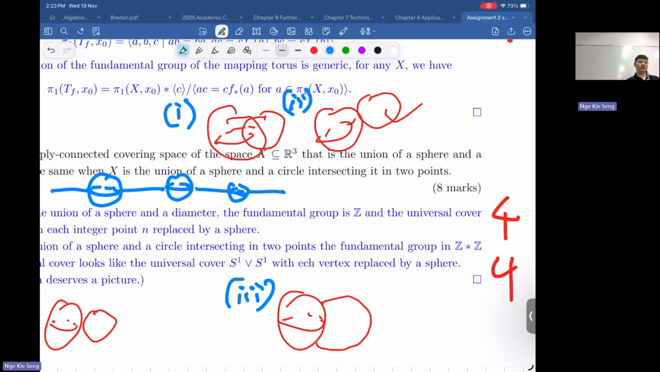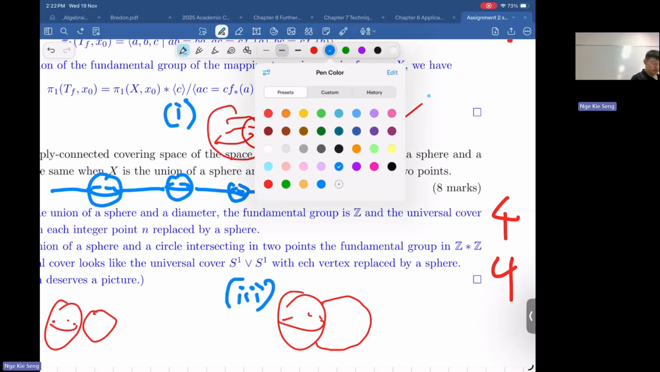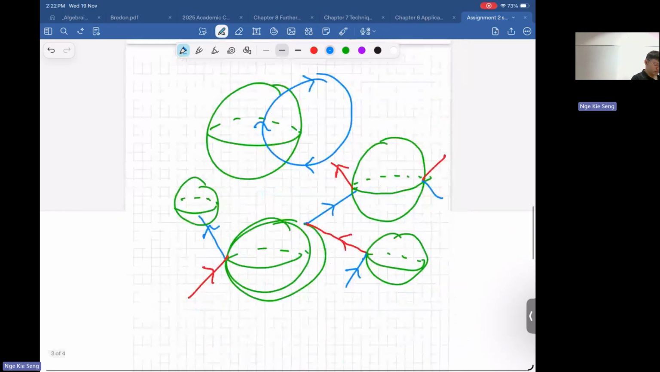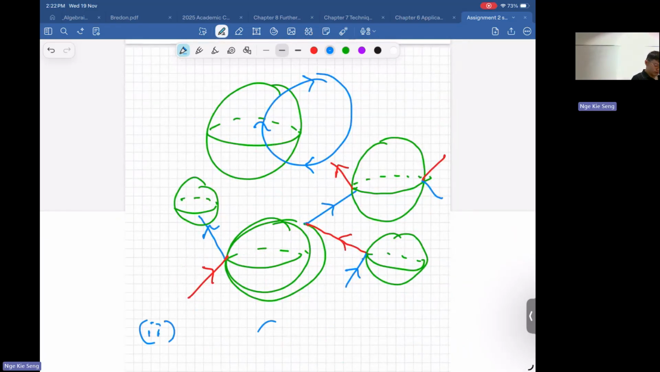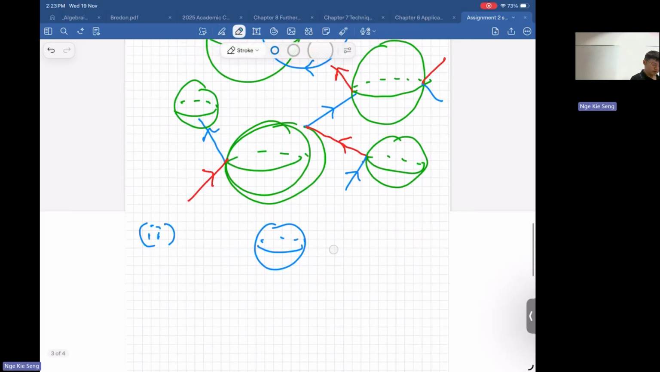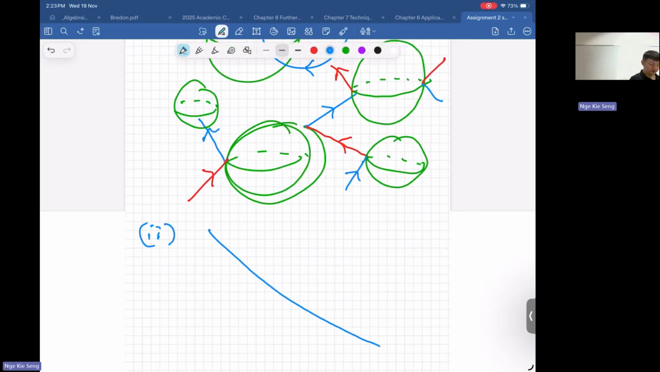Let's draw 2. What is 2? So the universal cover for S2 actually is S2 itself. And then for circle is R. So actually, you can draw this like this. So for number 2, right? You can draw it like this. There's a line that wedge with bunch of S2. Maybe I draw it like this. It's easier to see.